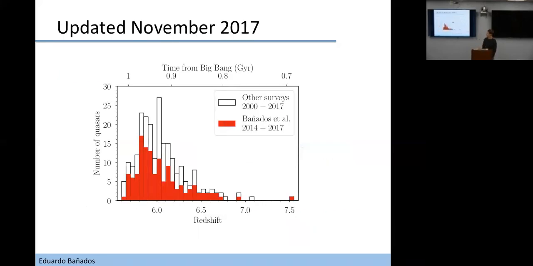And this is just to give you an update to today, this month. So this in red now, I'm painting all the quasars that I played a role in discovering. So more than half I've helped to discover. And you can see here now we have a new record redshift quasar, as I mentioned in my abstract. But I'm going to talk about that object at the end of the talk, so don't leave.